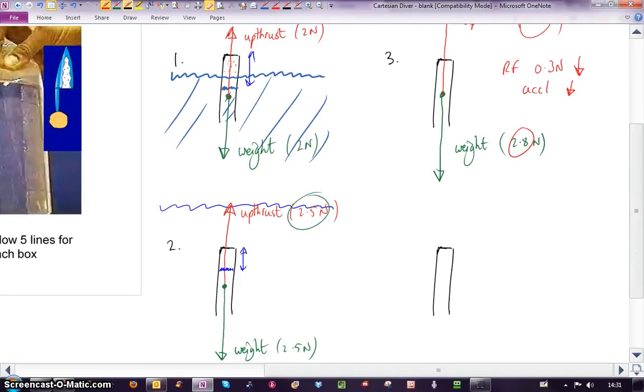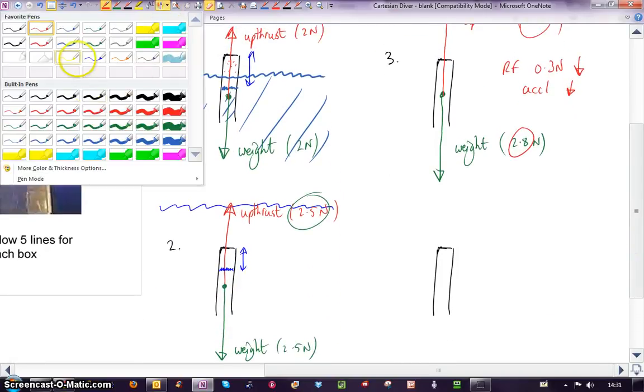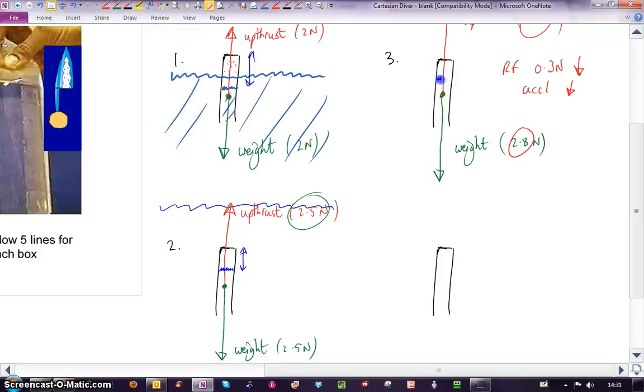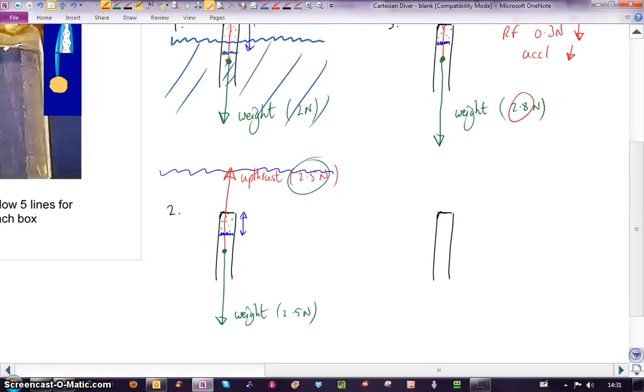Okay, let me just draw in the water levels inside there and put in my air. The air is still there, it hasn't gone anywhere, it's just been compressed.